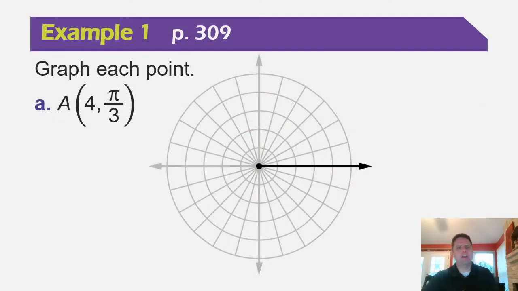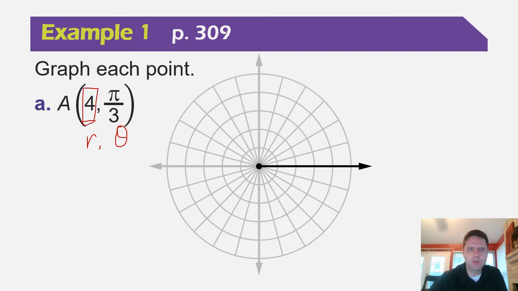So in example 1, it's just asking us to graph each point. So let's graph point A. The way that you do this, normally you're used to looking at the first number first, like the x comma y. But here, remember, we have an r comma theta. And I think it's easier actually to first find the theta, find the angle, and then count out the number for the radius out from the pole.